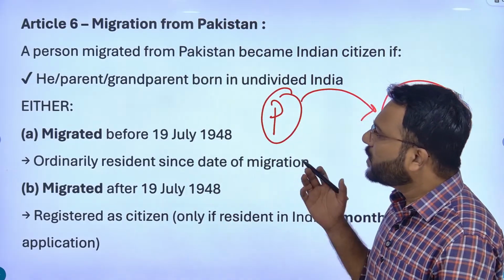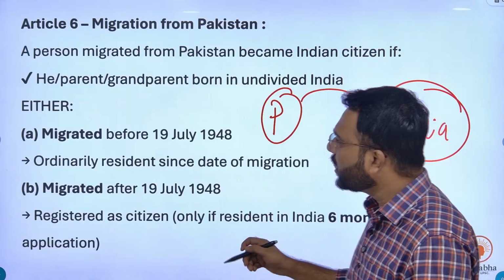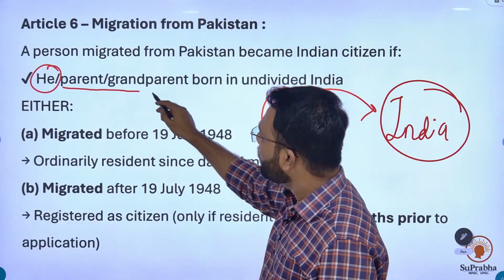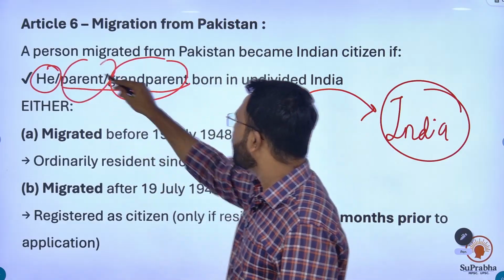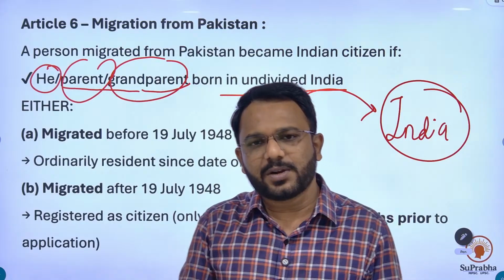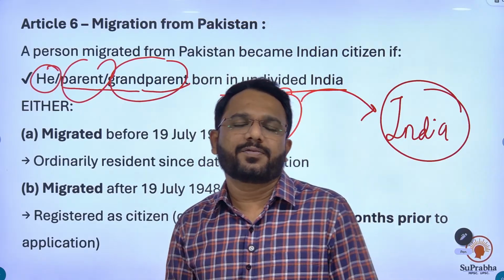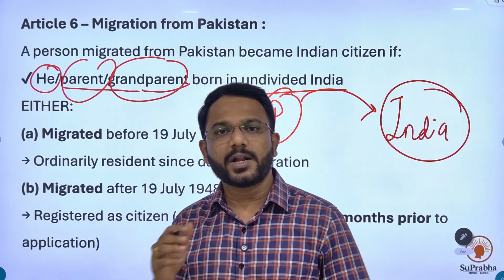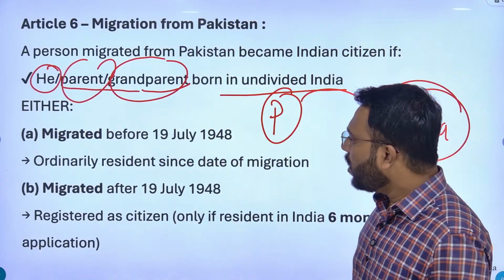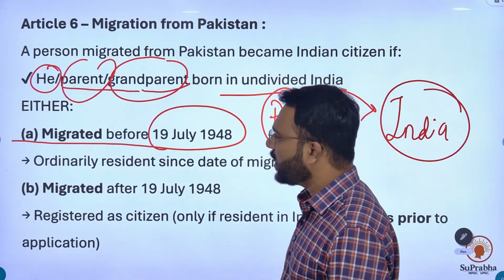The person who has migrated can acquire citizenship under the following conditions. He or she himself or herself, or his or her parents or grandparents, should have been born in undivided India. Undivided India means Bangladesh, India and Pakistan, this whole territory. Or he or she should have migrated before 19 July 1948.